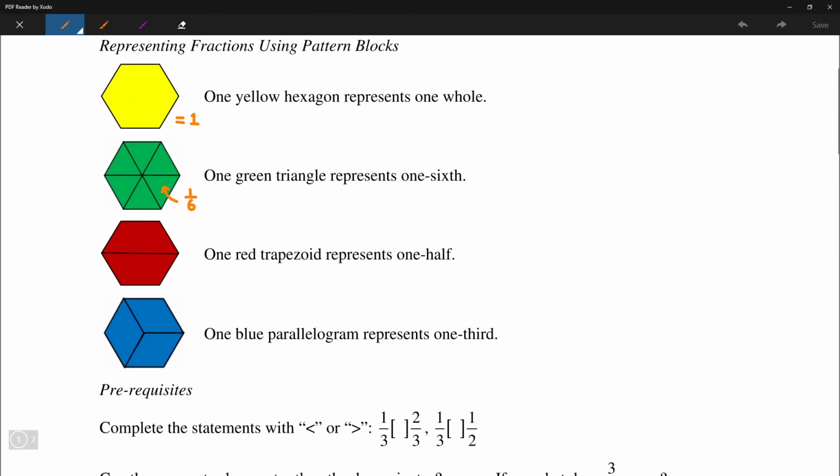Likewise, each one of these red trapezoids represents 1/2. And we can see that 2 of them combine to make a single hexagon, which represents 1. And finally, the blue parallelograms represent 1/3. And when we have 3 of them combined together, they make 1 hexagon.